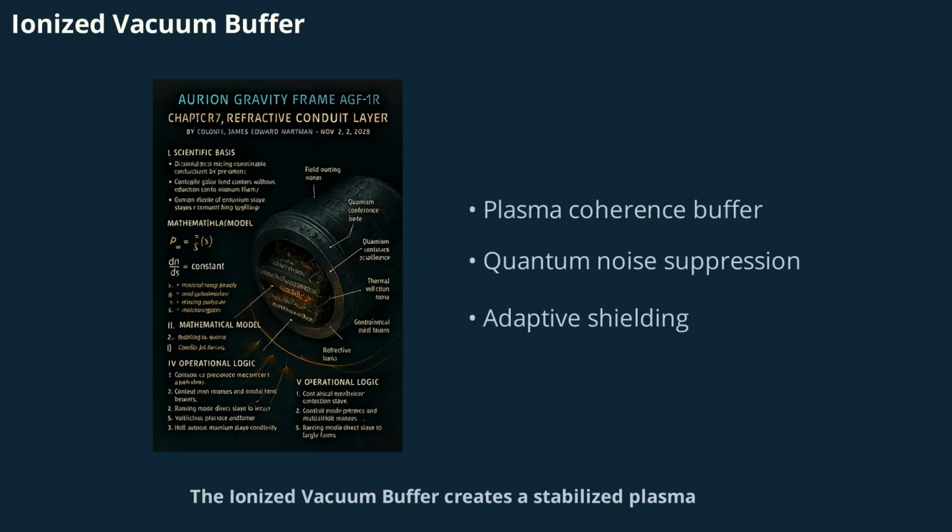Ionized vacuum buffer creates a stabilized plasma interface between the modulated vacuum and ambient space. This dynamic sheath absorbs quantum noise and environmental interference, maintaining field integrity during high-velocity maneuvers.